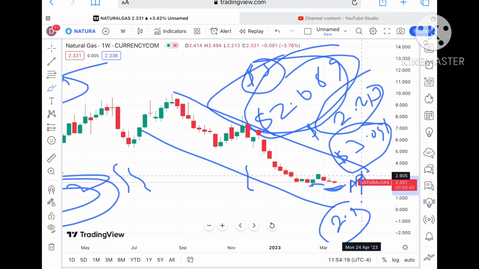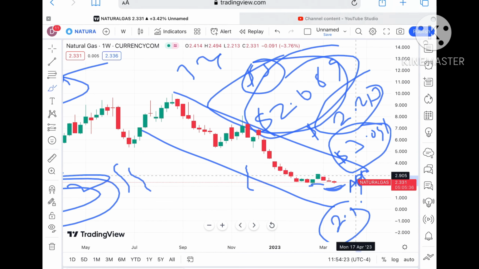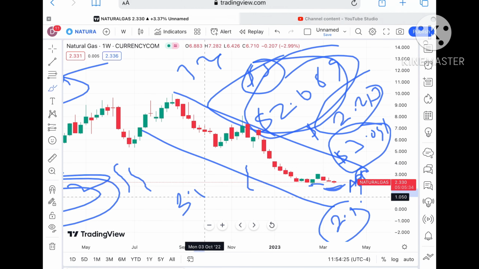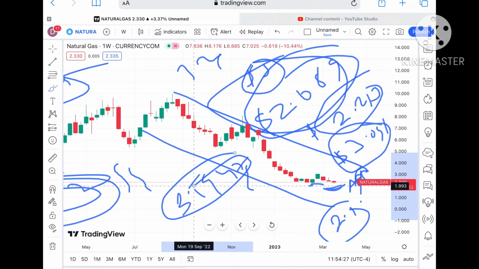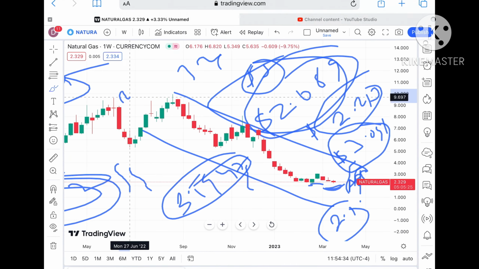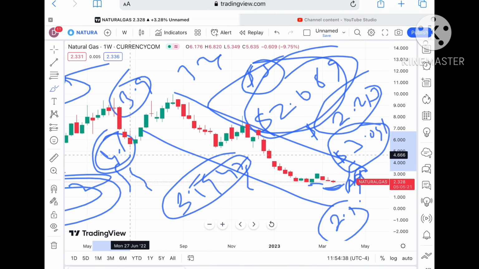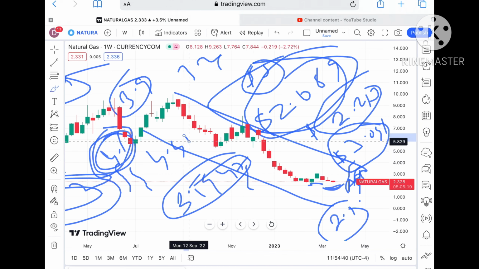Suppose the price moves above $3.31, then we can see a level of $3.314, and from there we can see a level of $3.5947. Okay, suppose the price moves above that particular level, then we can see a level of 3.9 to a level of 4.1. Keep this in mind, once the price moves to a level of 3.9, chances of touching 4.1 are high, and once it sustains this level, chances of touching 4.35 are there.